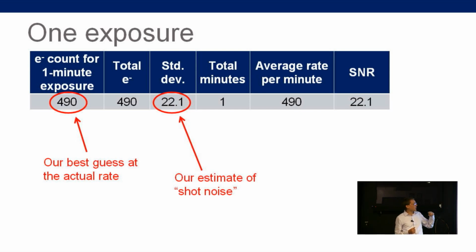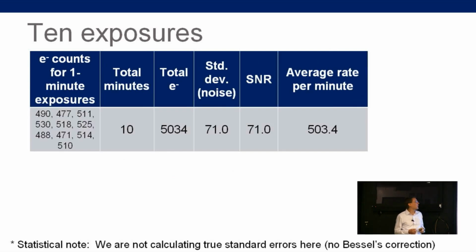So we get an average rate of 490 coming in per minute right now because we only took a 1-minute exposure. And the signal-to-noise ratio is 490 divided by the noise, which is 22.1. Because in this example it's perfect and it's always the square root, your signal-to-noise ratio turns out to be exactly the same as your noise, because it's the square root of the number. So that's with one exposure. What if we take 10?